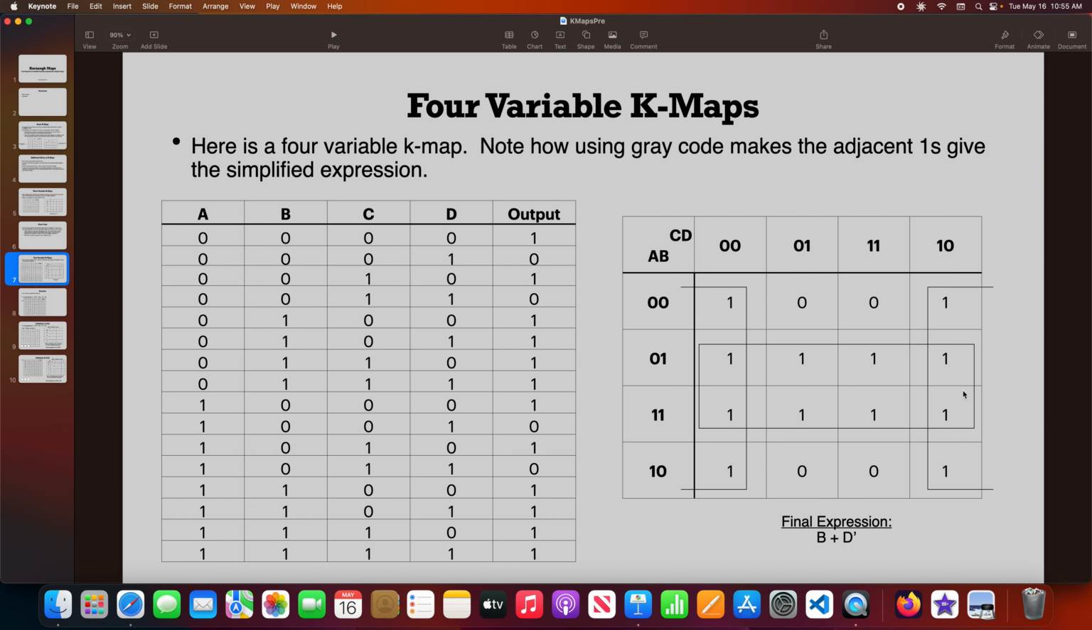So these 8 ones can be grouped together, and the thing that remains constant between all of these is that B is 1 for all of them. So we can simplify this group down to just B. And again, if you look at the sides, they're all 1, so you can group them together in their own group of 8, and the thing that remains constant between all 8 of these is that the D is 0, so that gives us the inverted D as our second term, which gives us our final expression here of B or D inverted.